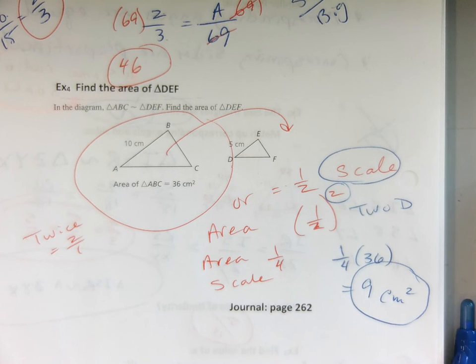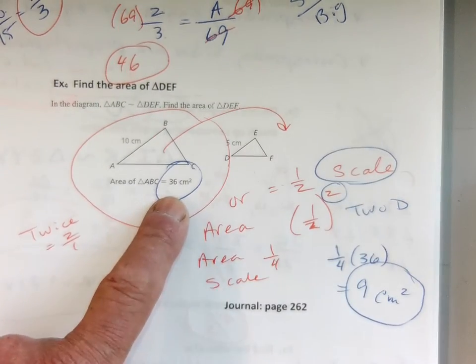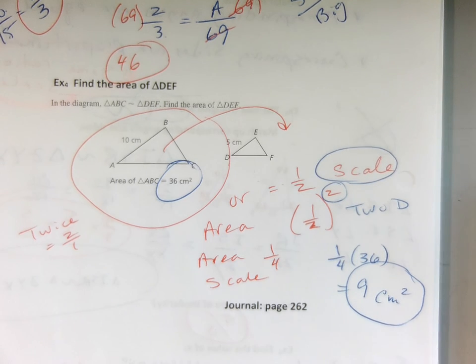Got it? Where'd you get 36? It was given to me in the problem. Yeah, great question. Okay, that's all I have. What do you think? Pretty easy?